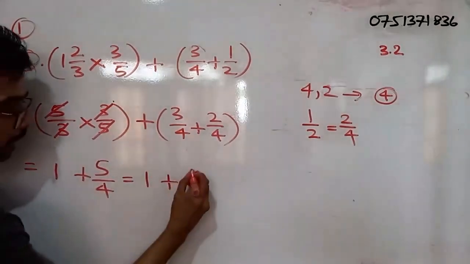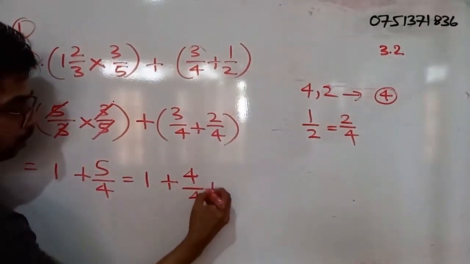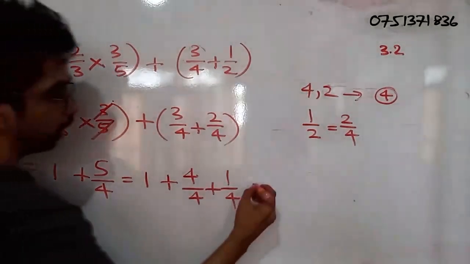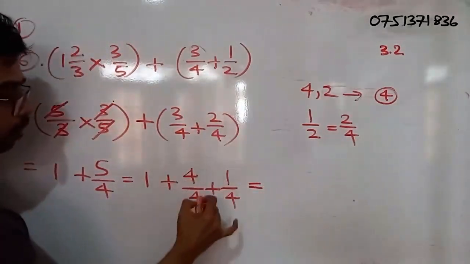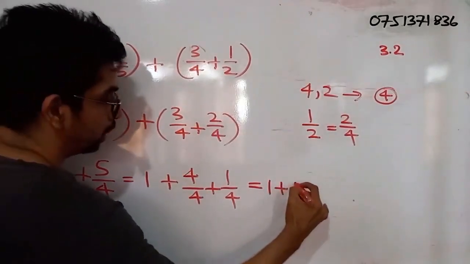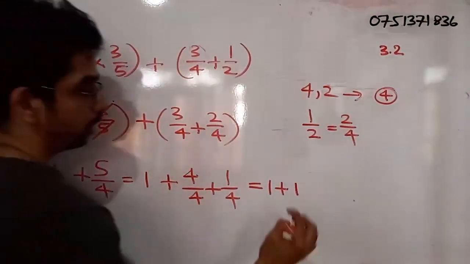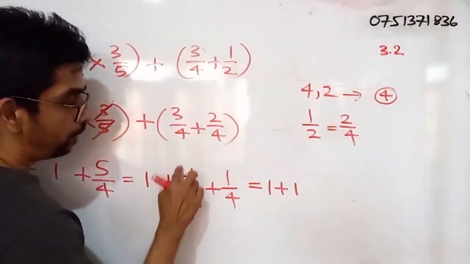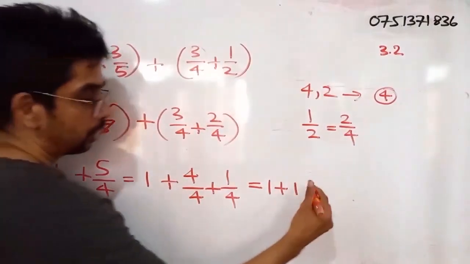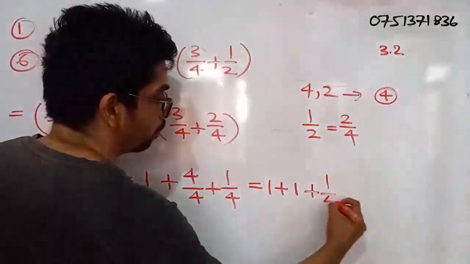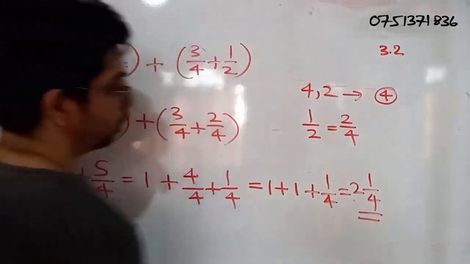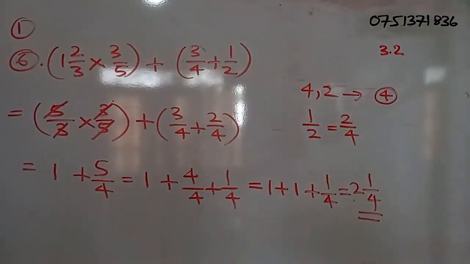I can rewrite as 4 by 4 plus 1 by 4. Okay. Then 4 by 4 we know that is what? A whole one. So 1 plus 1, this 4 by 4 we convert that into a 1. Plus 1 by 4. So the answer is 2 and 1 by 4. So that will be the answer.